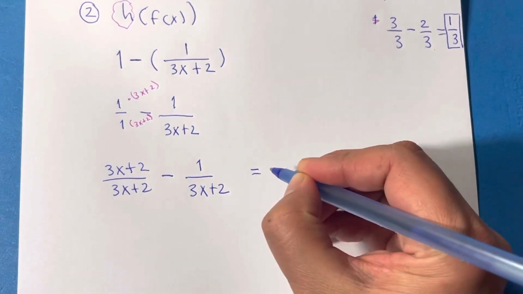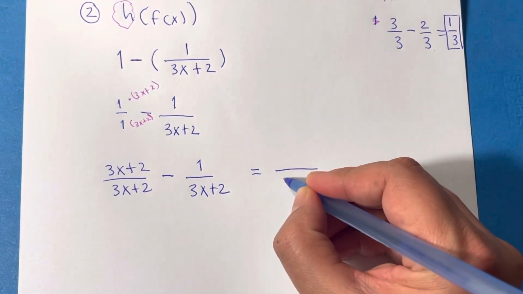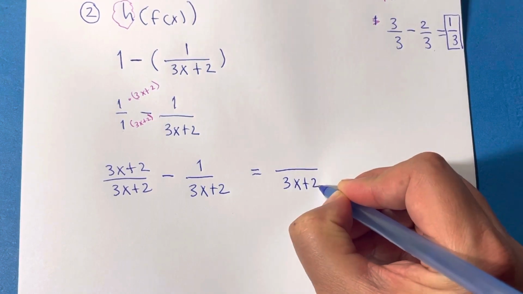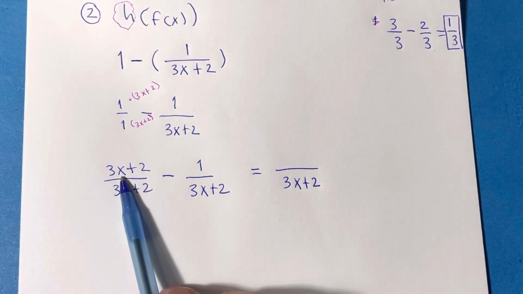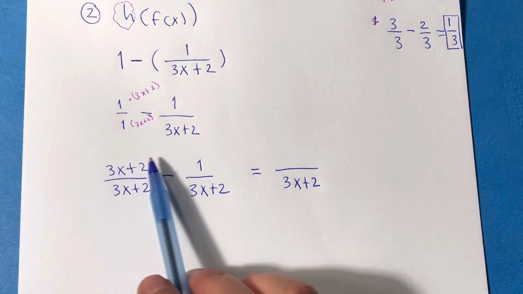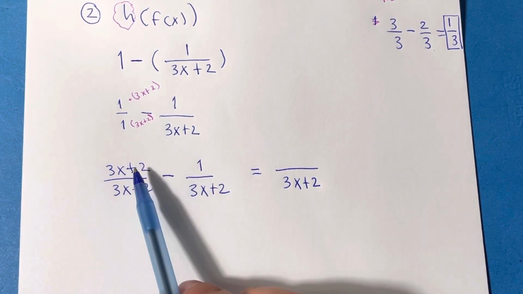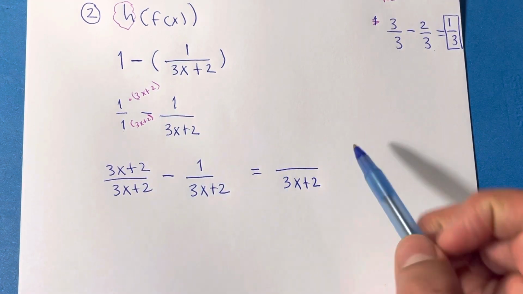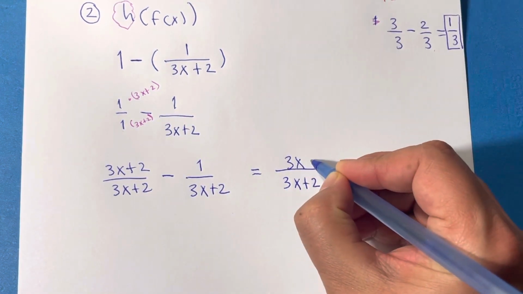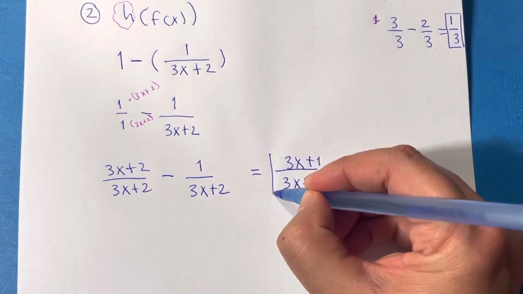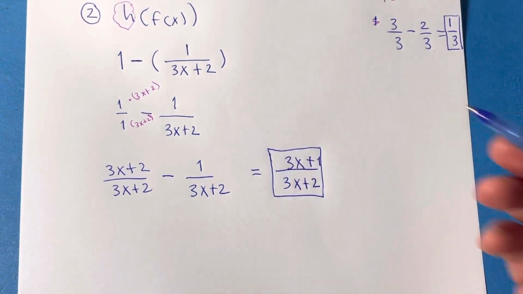Now that we have the common denominator, we just rewrite it as 3x plus 2. And in here, since we're subtracting, we're just going to subtract the constant with the constant. So 2 minus 1 is 1. So we end up with 3x plus 1. And so that's going to be our answer.